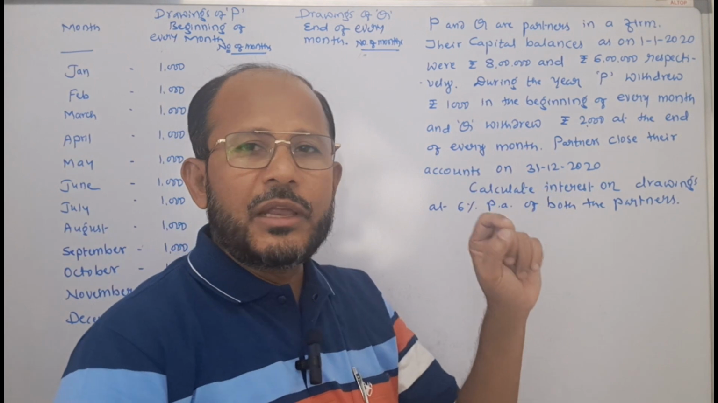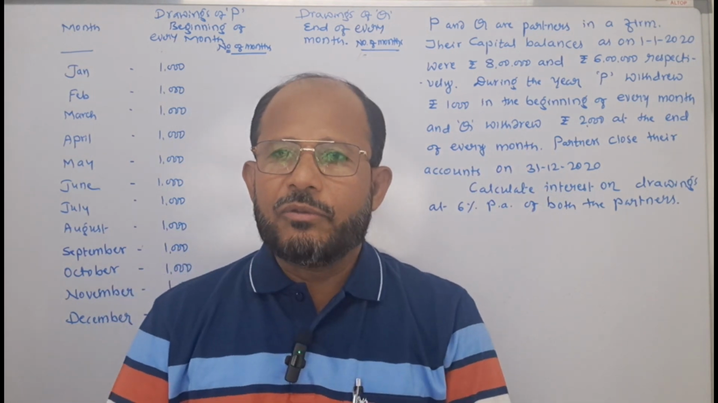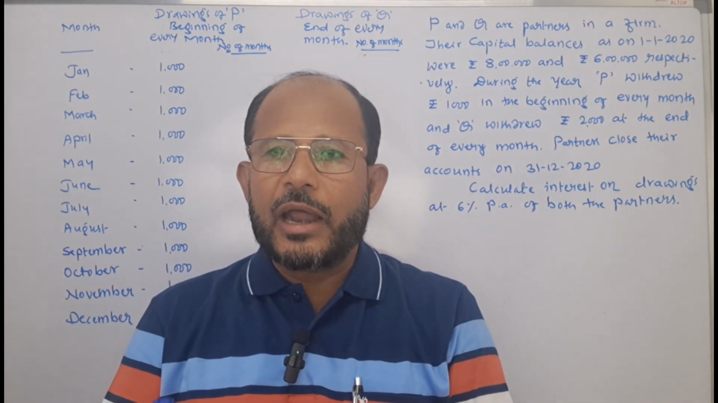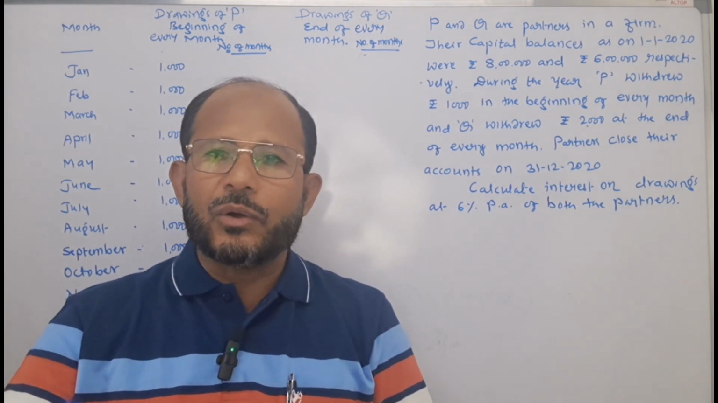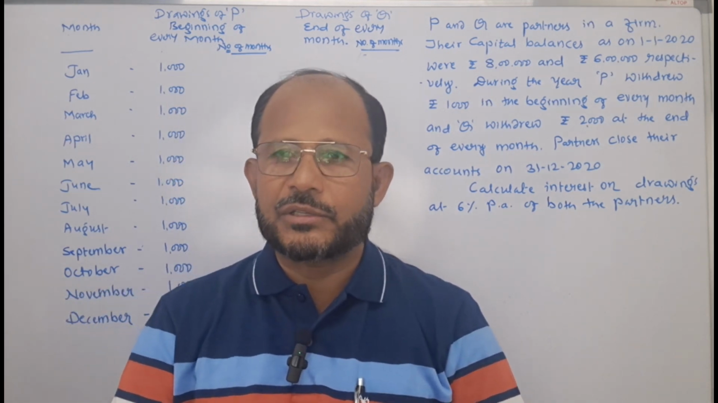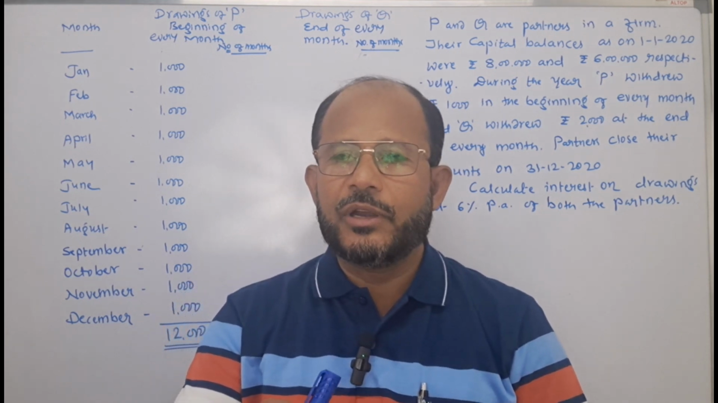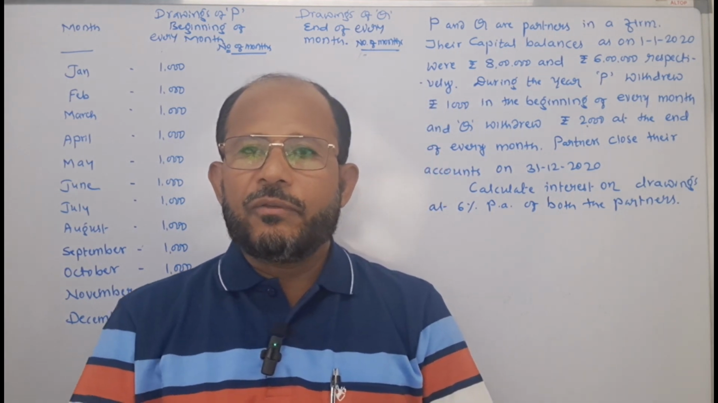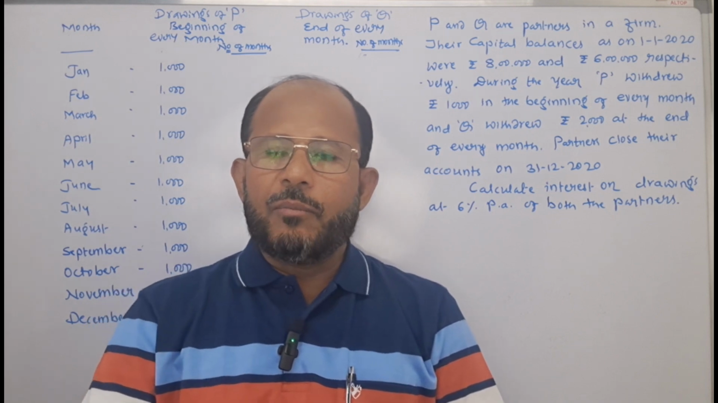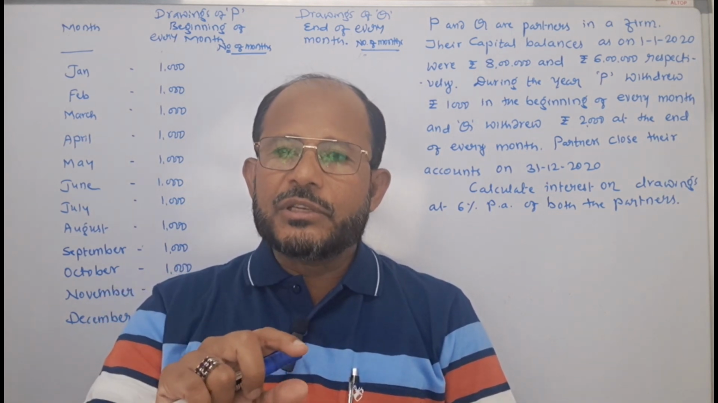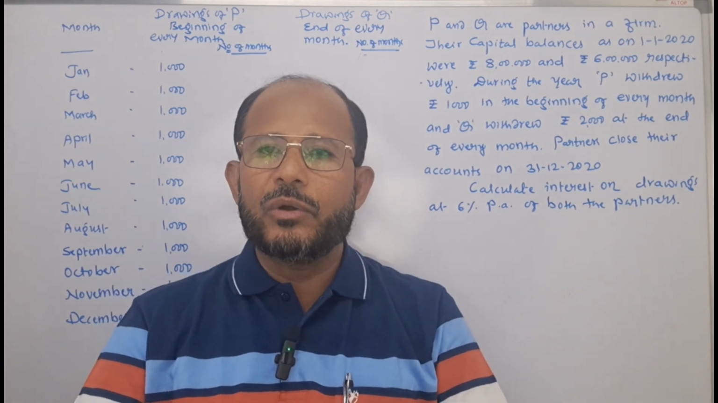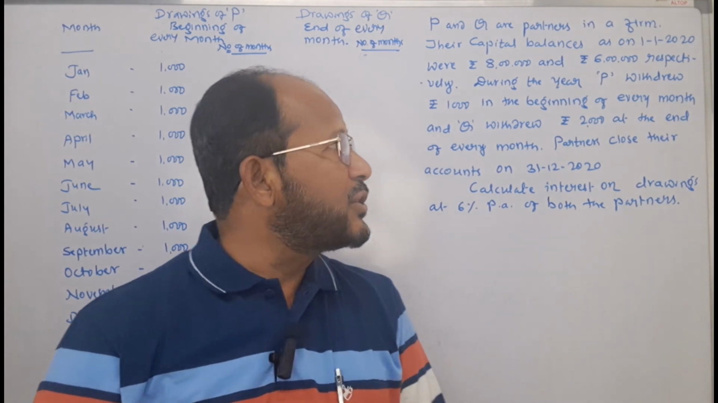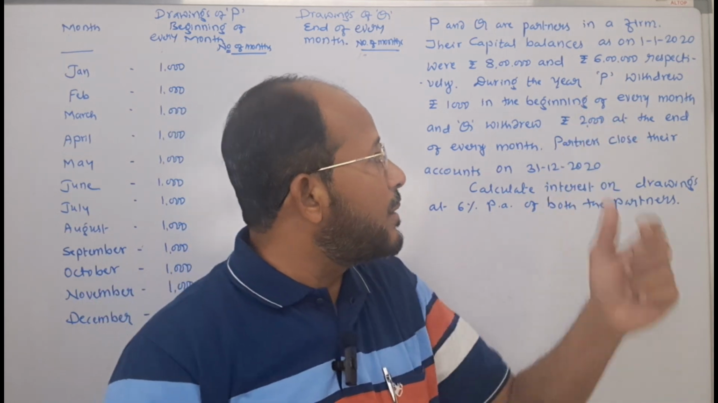Why is the word beginning given here? Because whenever the amount is withdrawn at the beginning of every month, that month is to be counted for calculation of interest. For example, on 1st January 2020, if he has withdrawn the amount, that month's interest is required to be calculated. The January month is to be included in the calculation. That is why the wording is very important.